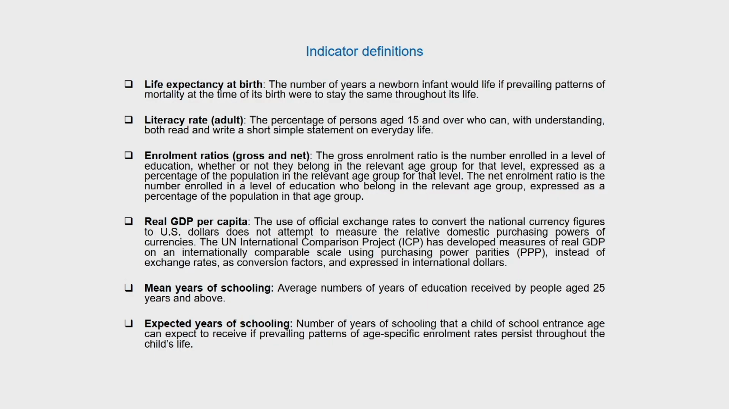Adult literacy rate is the percentage of persons aged 15 and over who can, with understanding, both read and write a short simple statement on everyday life. So notice this definition of adult literacy rate compared to the overall literacy rate definition, which tells us the number of people who can read and write.